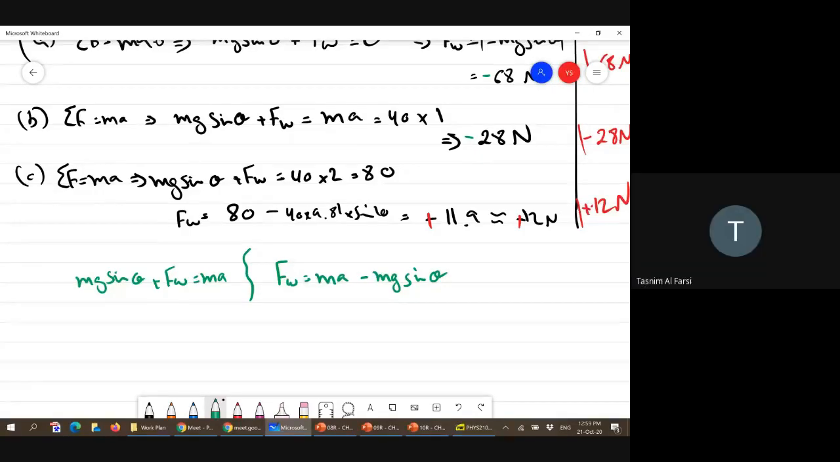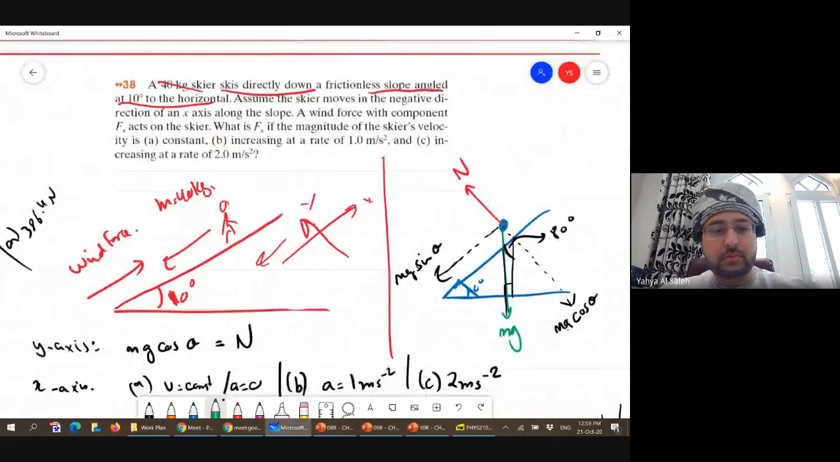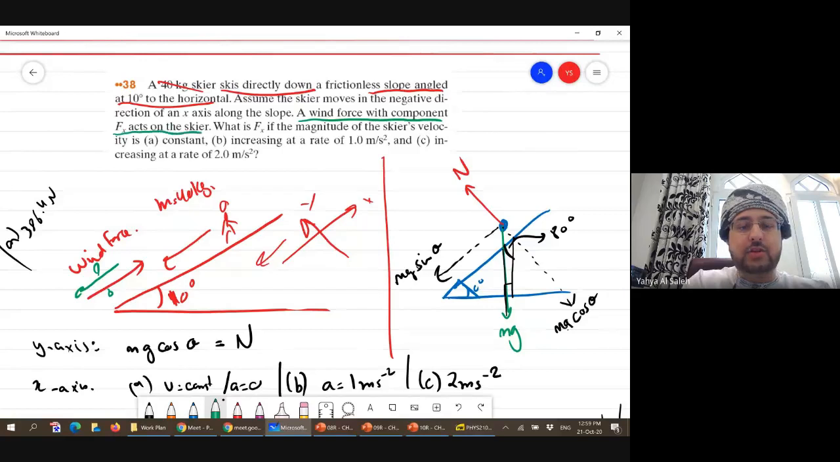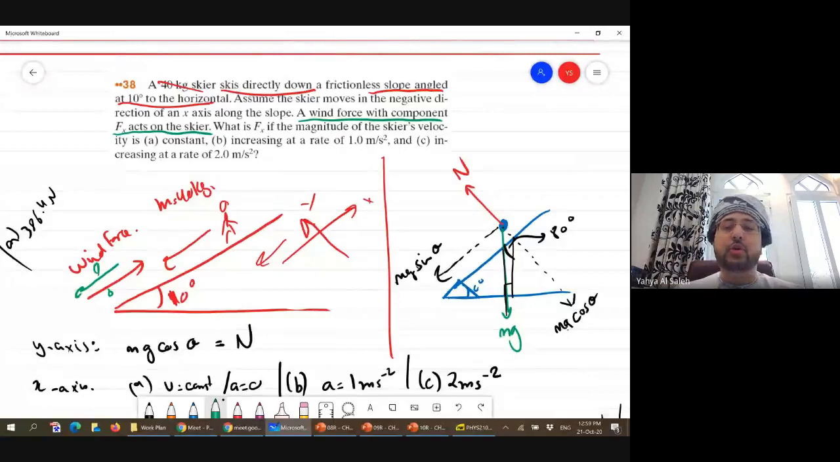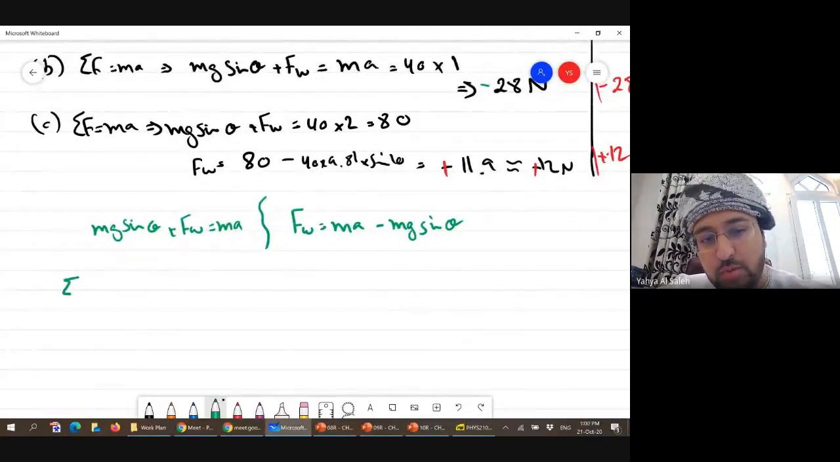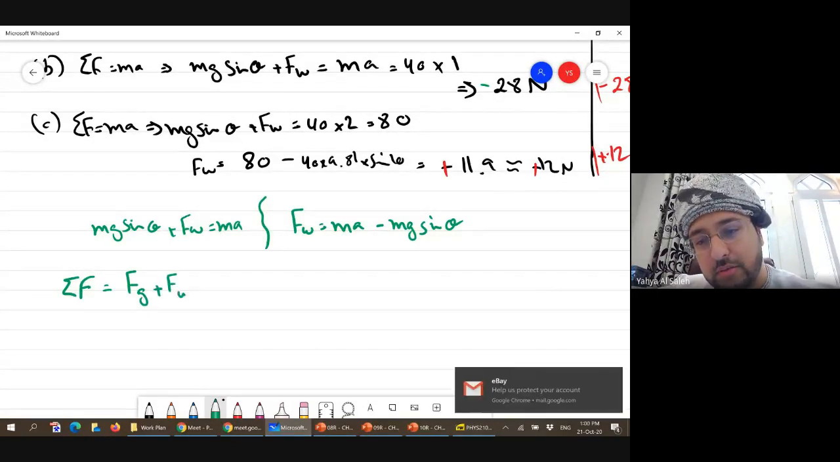How do you know? But how do you know it's up? We don't know if it's up or down. Remember, the question only tells us a wind force with component Fx acts on the skier. It's not telling us if Fx is positive or negative. So we don't know if it's actually going up or going down. If it was going up, you would be correct. But we don't know, so we simply go sum of F, which means Fg plus Fw.